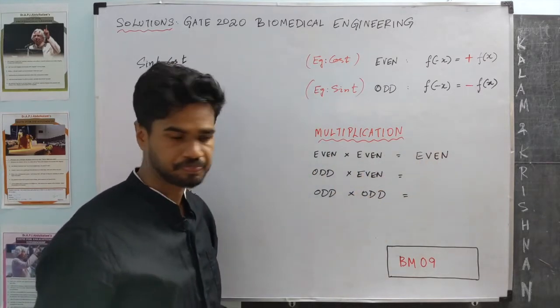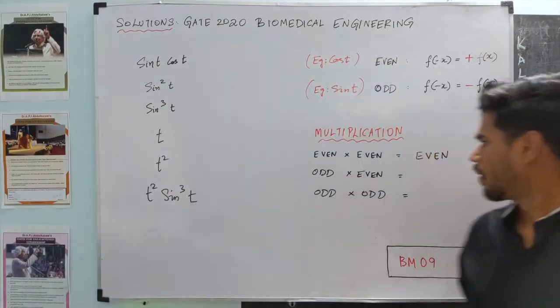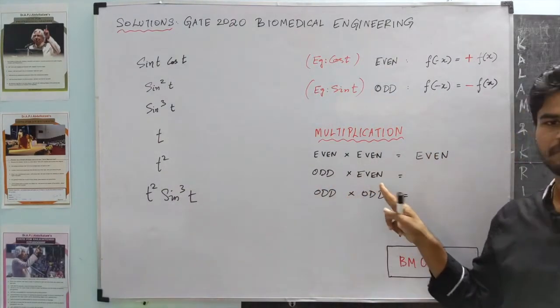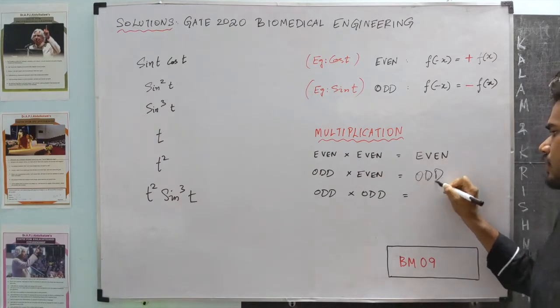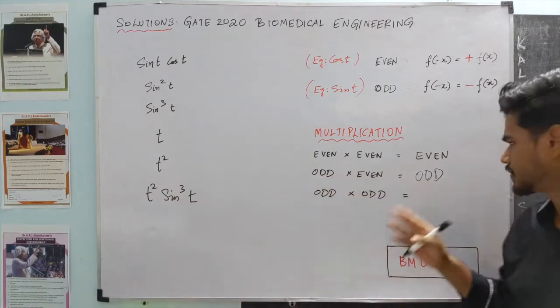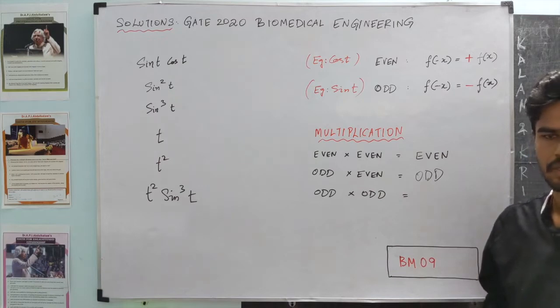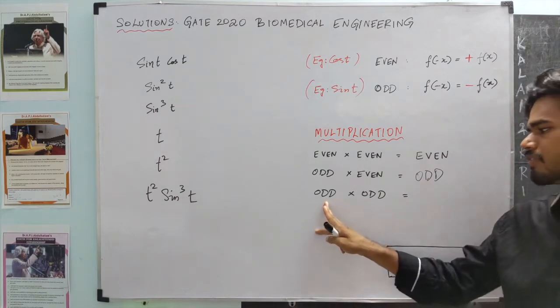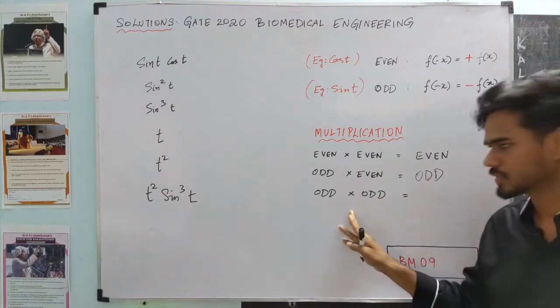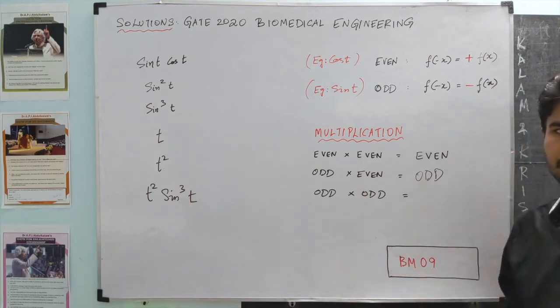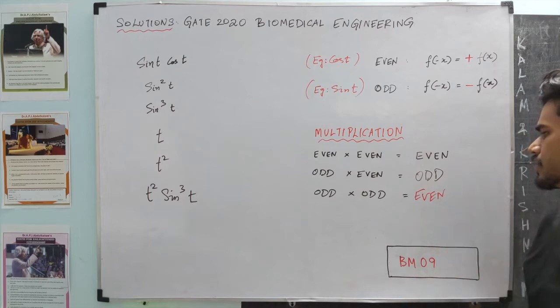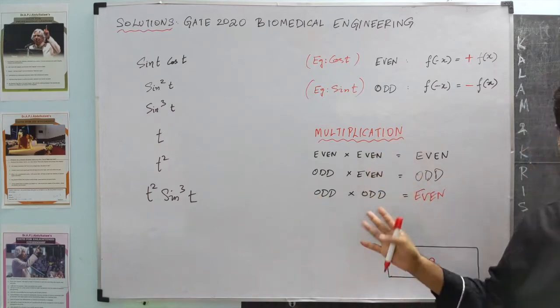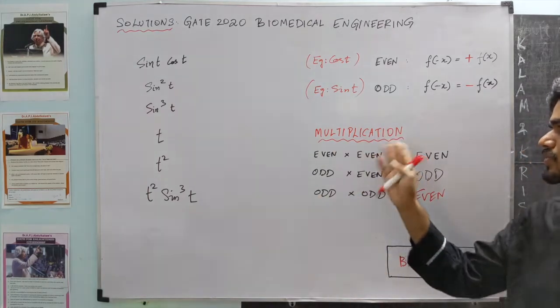On the other hand, an odd function multiplied by an even function, we get an odd function. This is like minus into plus is minus. And of course, interestingly, when you take two minuses, that's two odd functions, multiply them, we get an even function. These are some simple properties of even and odd functions under multiplication.